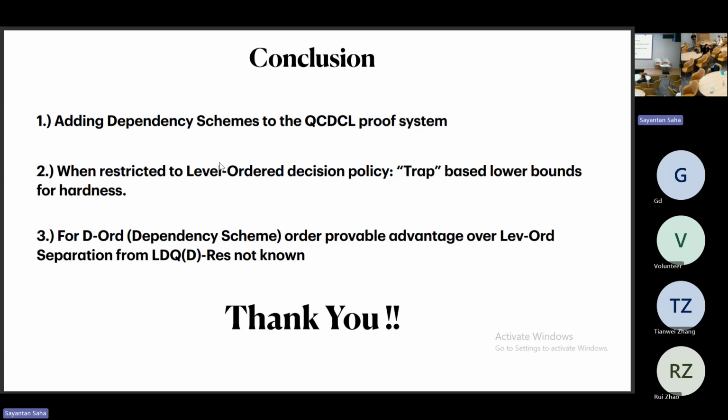So maybe I missed that point. Most of your lower bounds and separations were for level order. Level order decisions, yes. So do you have any lower bounds at all for the decision policy when you follow the dependency scheme? For the decision, no. The lower bounds are all long distance lower bounds. Okay. Nothing apart from long distance.